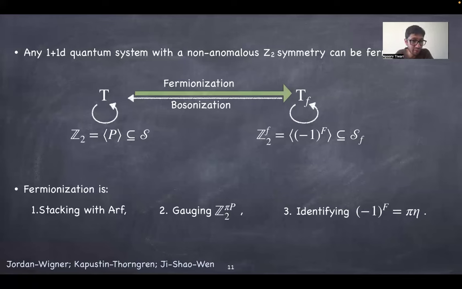How this is carried out is as follows. We start with the bosonic theory, stack it with Arf. One can always stack any bosonic theory and make it fermionic by declaring the fermion parity to be implemented either trivially by the identity line or by the pi line. And then once we do that, we gauge pi P. And upon gauging pi P, there's a dual Z2 symmetry. This is just bosonic gauging. I'm going to call this dual symmetry generator eta. And then one identifies in the dual theory the fermion parity to be pi eta. Here we could also identify it to be eta, but that's just a different choice, which would be up to stacking of the Arf theory, as I mentioned.